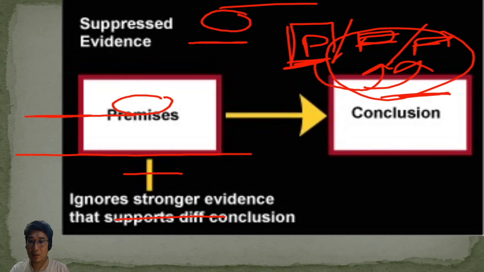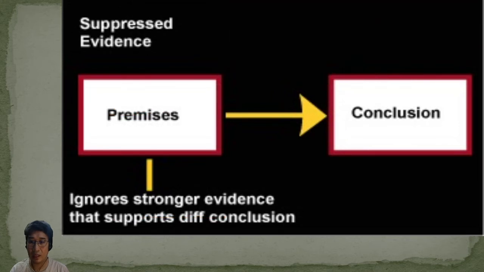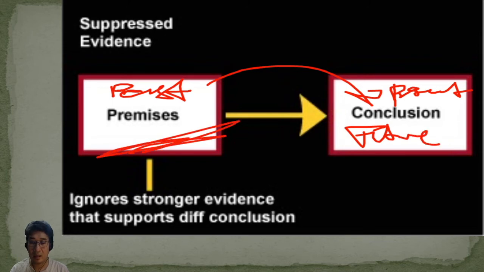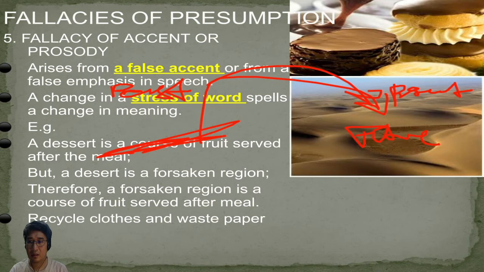So the suppressed evidence illustration would look like this. You have your premise, ignores stronger evidence to support different conclusion, and then you conclude. So yung premises natin dito, it pertains from the past. Tapos yung conclusion natin dito is all about the present and then the future. So you're suppressing the evidence here that it is also reliable dun sa future. That's suppressed evidence. Next tayo is accent or prosody.